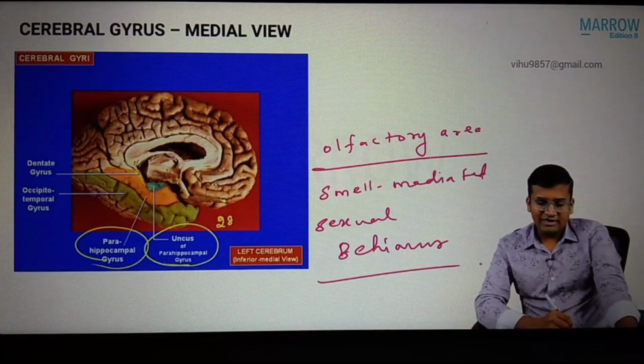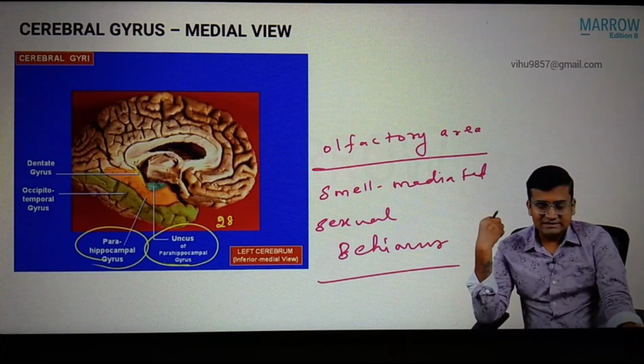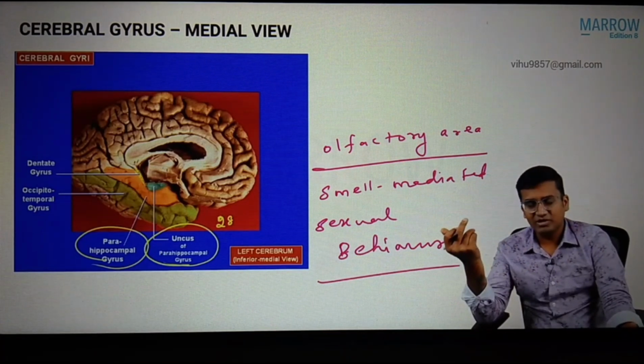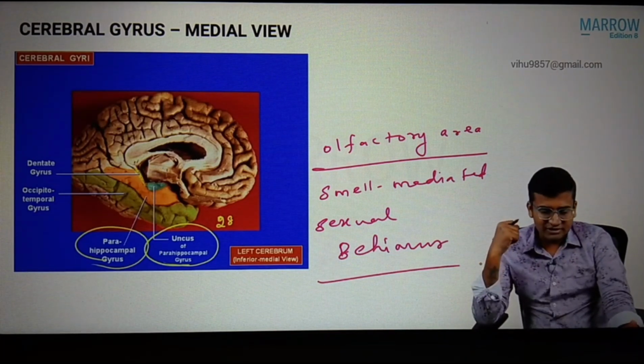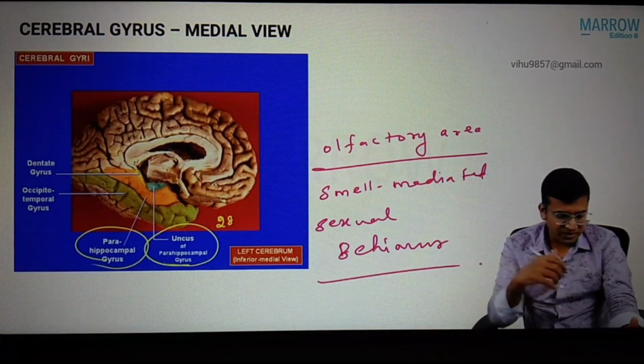Okay, olfactory area, and also part of the limbic system. So they are also part of the smell-mediated sexual behavior. So parahippocampal gyrus, uncus of parahippocampal gyrus, area number 28. Okay, so that's all about the various gyri and their functions.